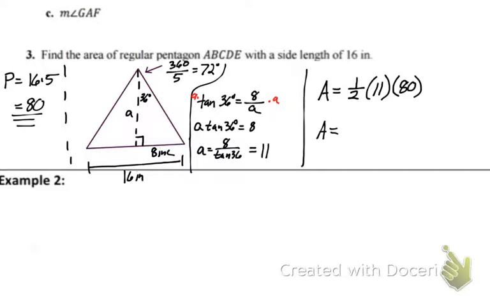So who can give me the area of this shape? Emma? 140. Inches squared. Good. So most of the time we're going to pull out a triangle, and it's going to help us solve it.